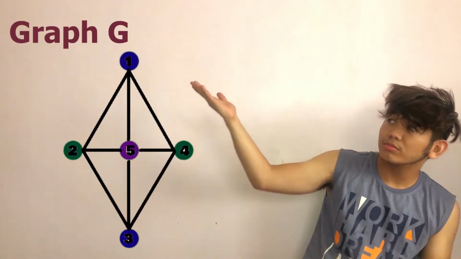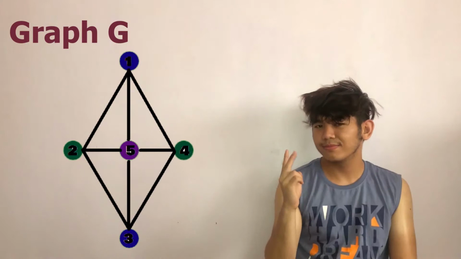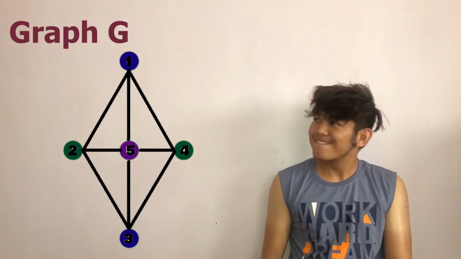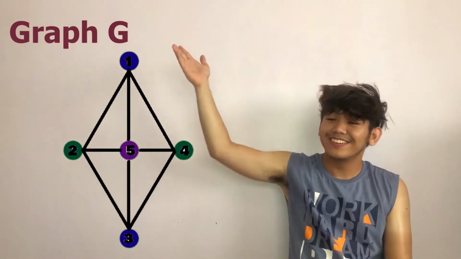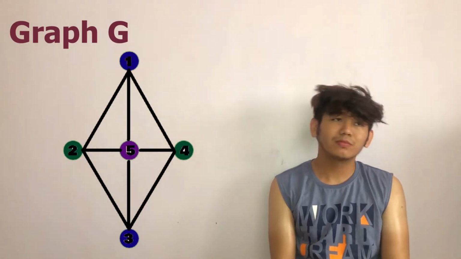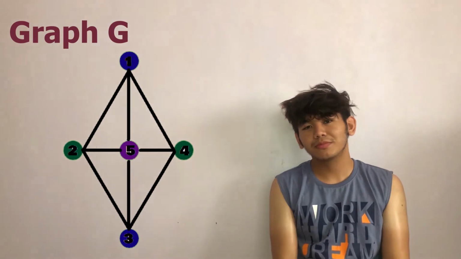So for number 1, we need to color the graph using the vertex coloring. As you can see, we have the graph G. Graph G is composed of 5 different vertices, labeled as 1, 2, 3, 4, and 5. The first step in using the vertex coloring is to assign any color to a vertex. Let's say we assign color blue to vertex 1. Then we proceed to vertex 2. But as you can see, vertex 1 and 2 share the same edge, which means we can't assign blue to vertex 2. So let's pick another color.